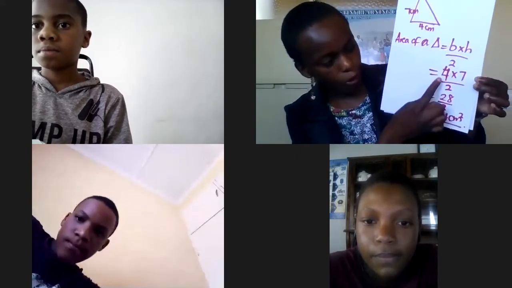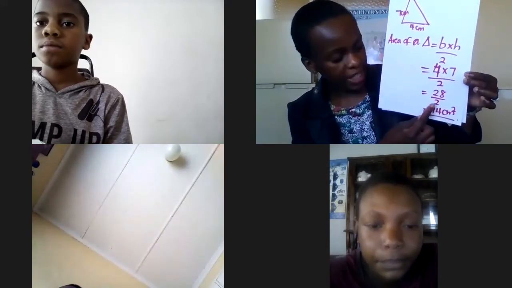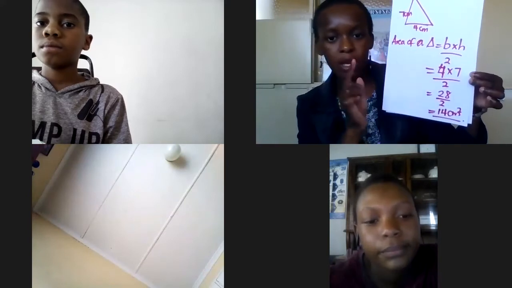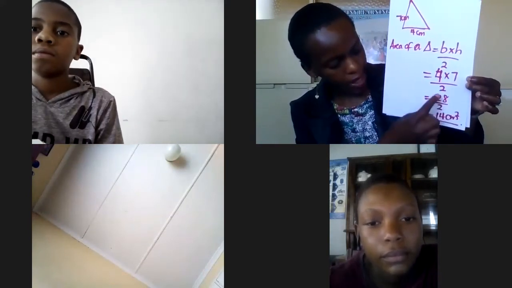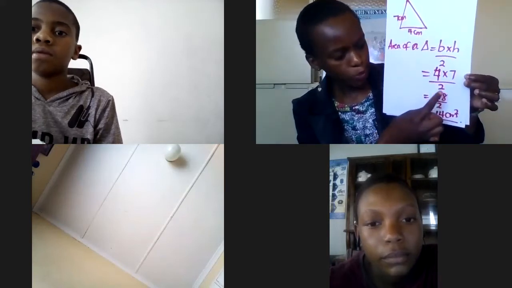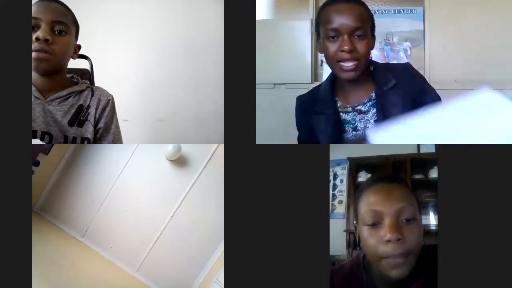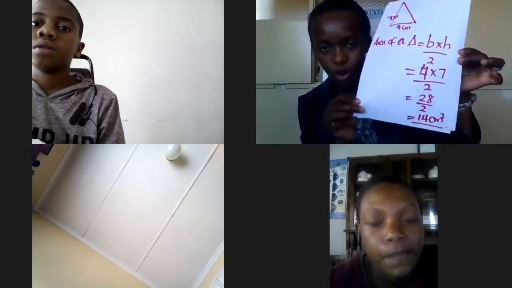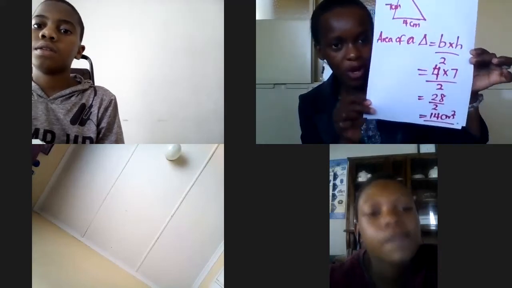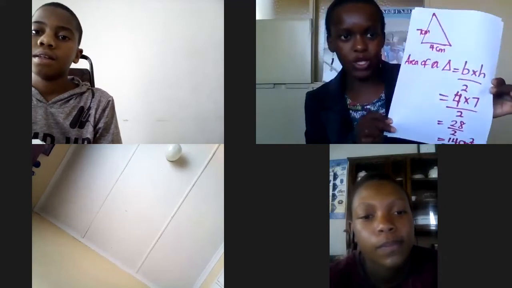Then Tabo said 4 times 7, he got 28, and he was dividing it by 2. Tabo used the cross multiplication method. He said 2 into 2, 1; 2 into 8, 4, and you got 14 square centimeters. Tabo, your answer is correct. This is exactly what I got as well. Well done, Tabo. Thank you for explaining it to everyone.